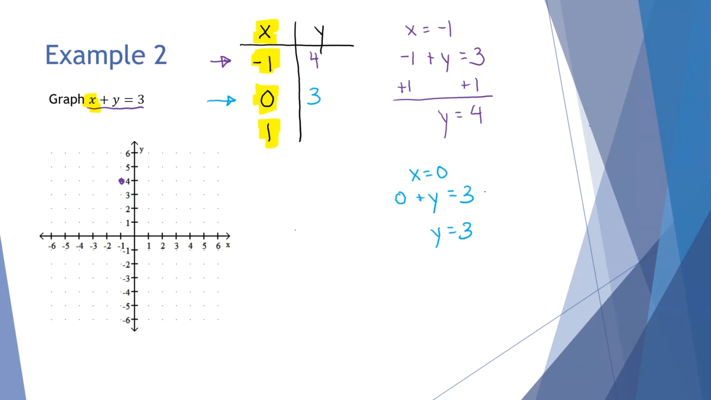So I start at my origin in the middle. A 0 is on the x, so I'm not moving left and right. And then I'm going up 3.